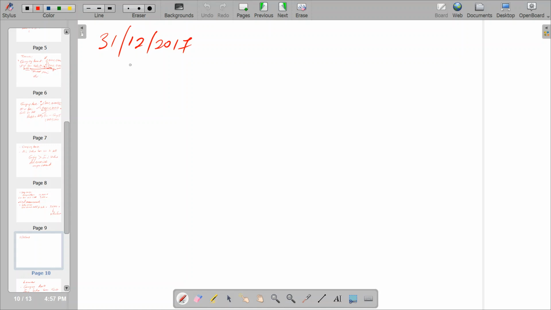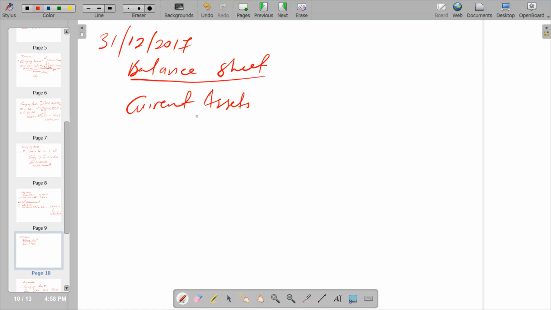Okay, so in our balance sheet as at 31st December, under our current assets, that is where we record the non-current assets held for sale.